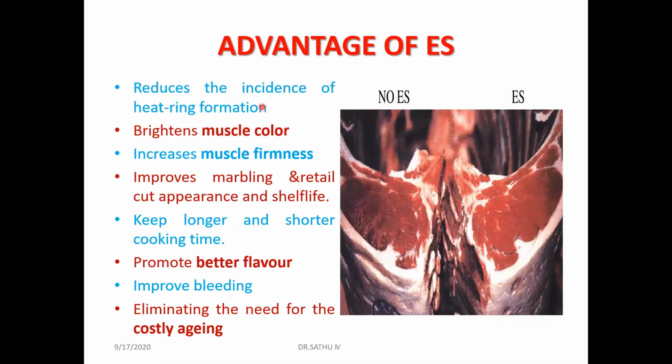Again, we can see what else. It reduces the incidence of heat ring formation. What is heat ring formation? I will explain that later. Then it brightens the muscle color. That's what you can see here. It is more bright or cherry red in color compared to this one. It also increases the muscle firmness.